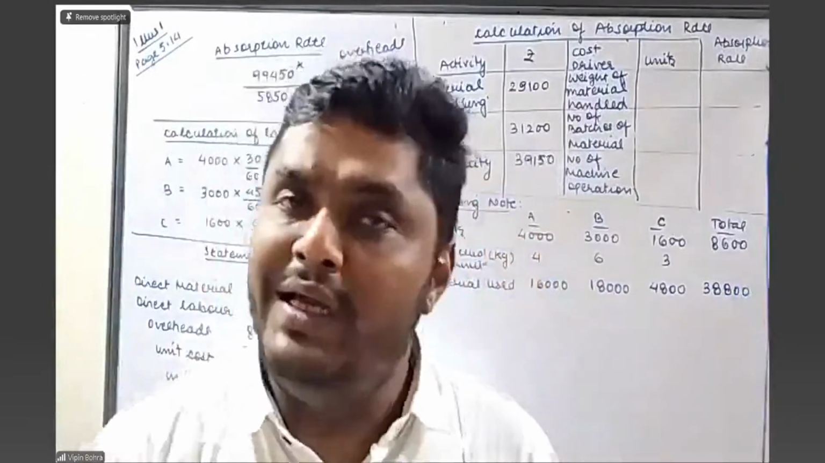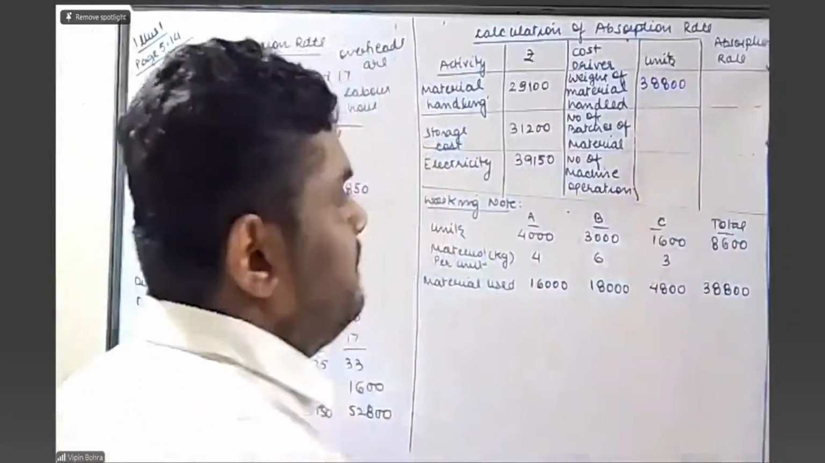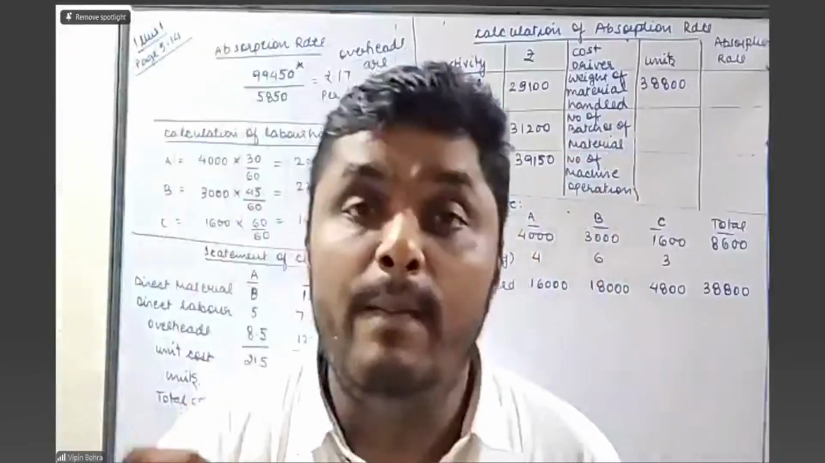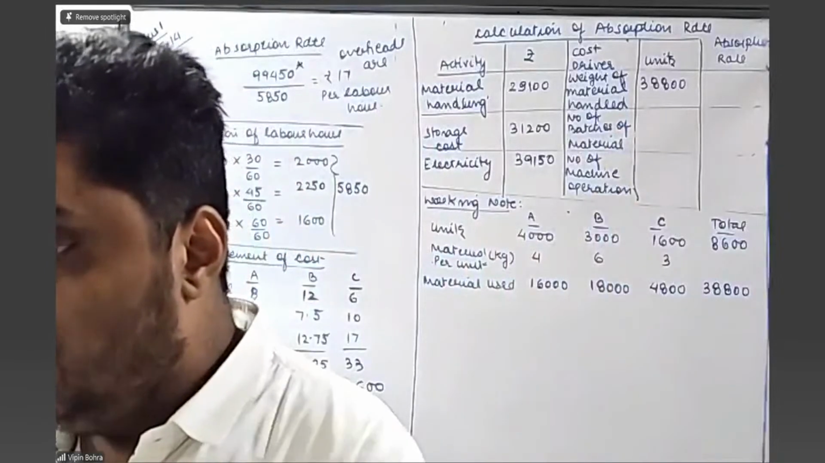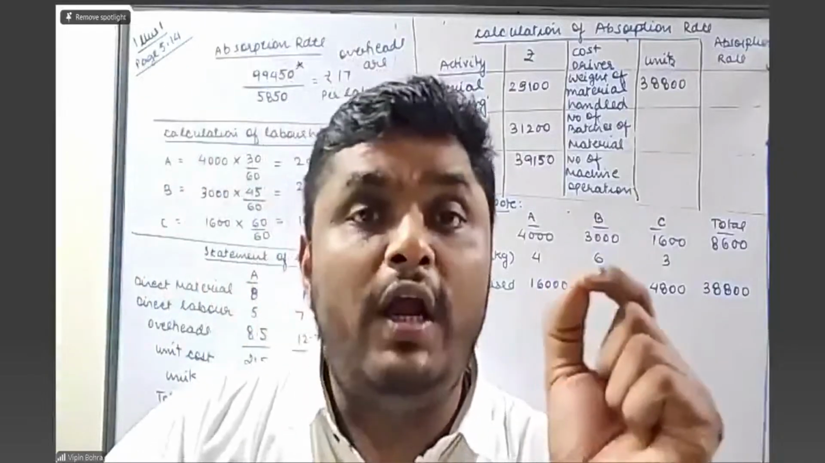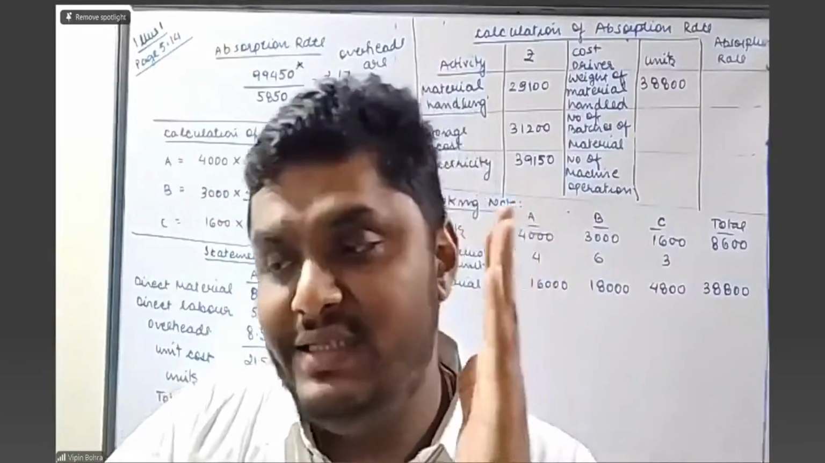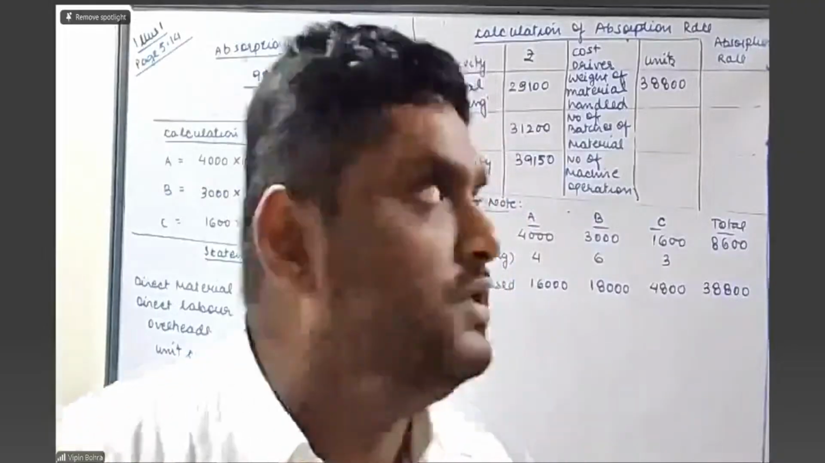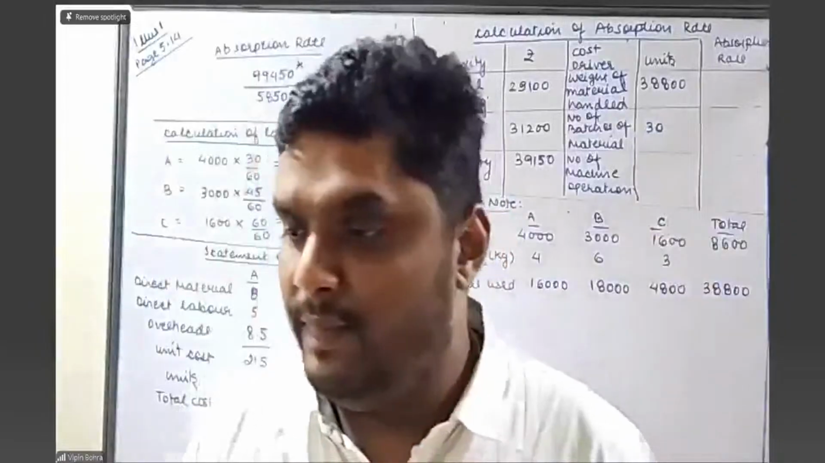So the total quantity of material we have is 38,800. Now, second thing is storage cost. Storage cost is based on the number of batches of material. Now, let's check the number of batches of material. It is given in the question for complete production. For A, it is 10. For B, it is 5. And for C, it is 15. So the total batches of material are 30. This information is given straight away.